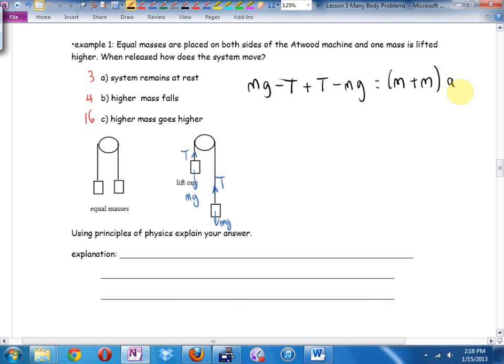Aaron, what did you say? I heard you say something. What does the whole left-hand side work out to? So you're saying this ends up being 0 equals 2m times a. Now, for this to be 0, are the masses 0? Nope. Mass is a scalar. Mass plus mass is 2 mass. No such thing as a negative mass. So for this to be 0, are the masses 0? No! What has to be 0 on the right-hand side for the left-hand side to be 0?